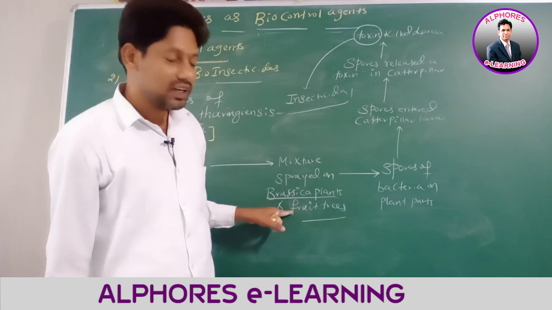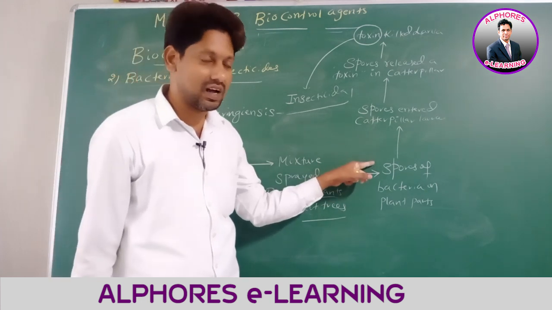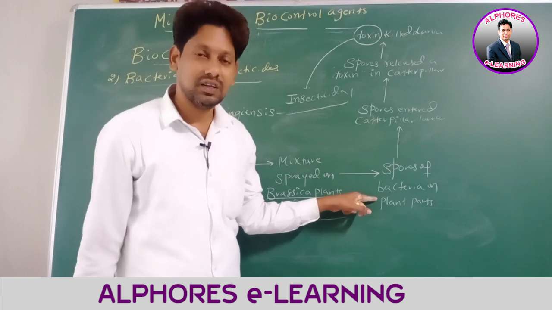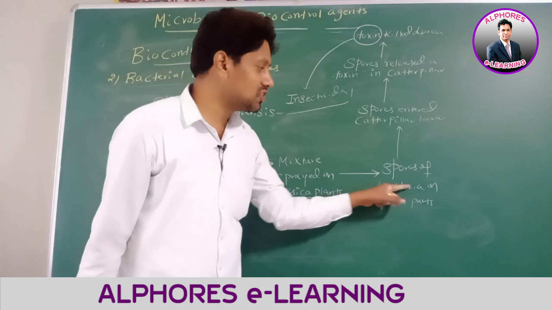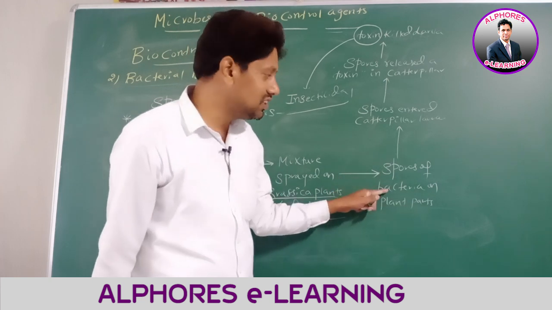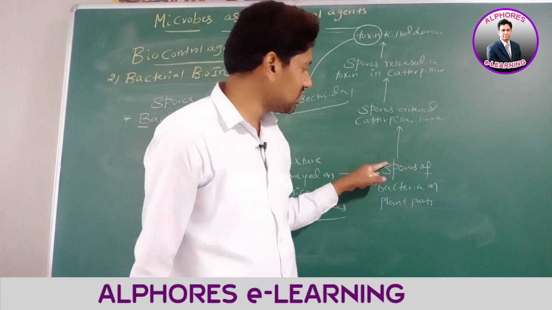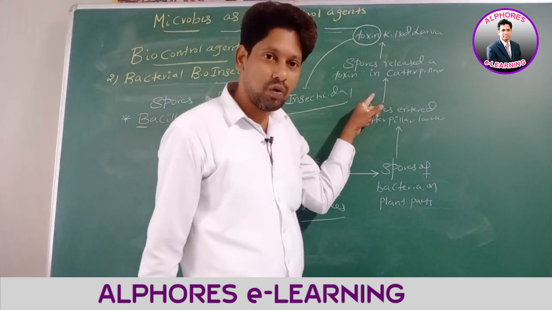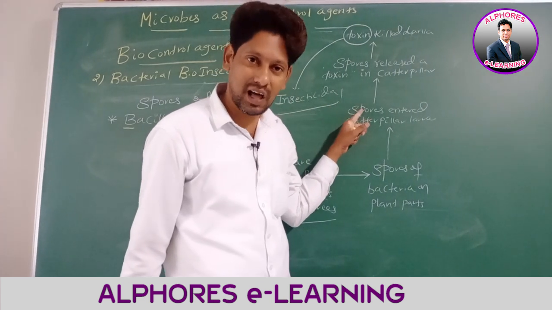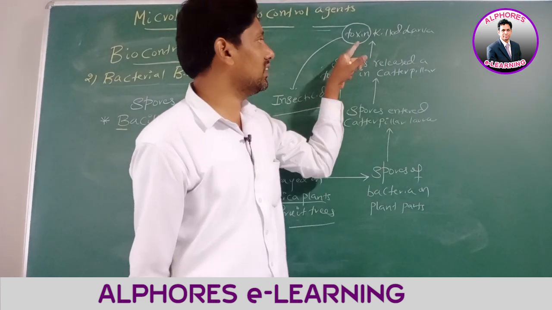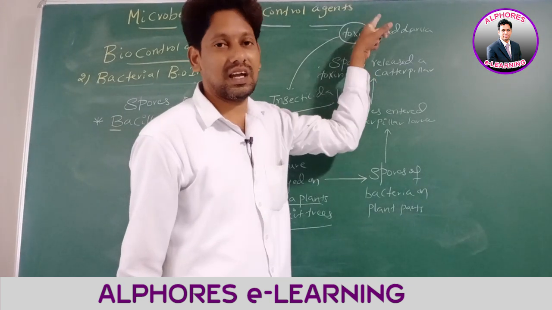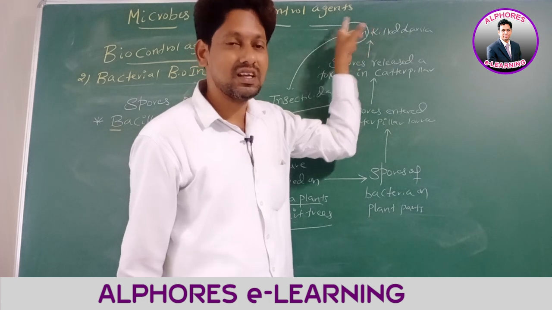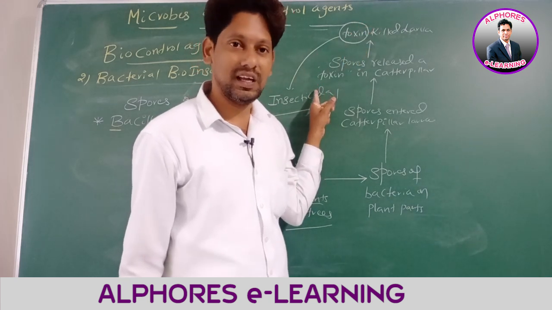Is it okay? It means now the spores of bacteria are on the plant parts. When the caterpillar larva tries to feed on these plant parts, along with them the spores of bacteria entered the caterpillar larva. Once the spore entered the caterpillar larva, the spore released a toxin. The toxin killed the caterpillar larva. It means this toxin is having which property? Insecticidal property.